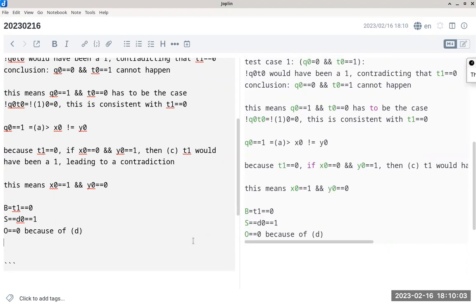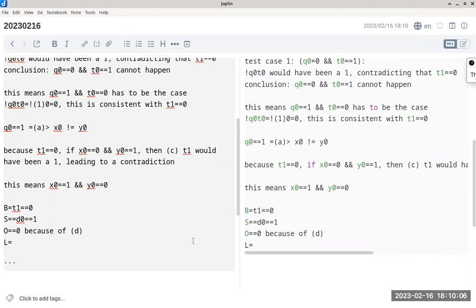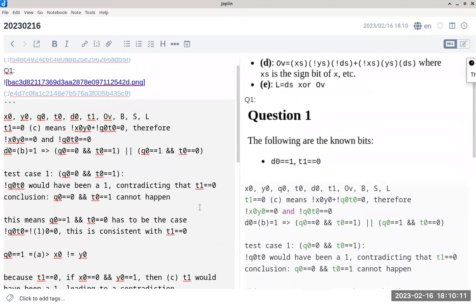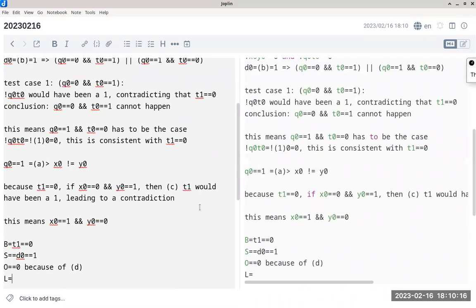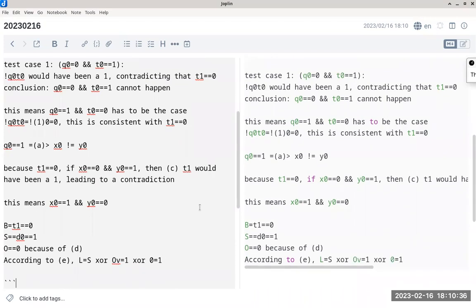All right. So we only have one more, which is the L flag. The L flag is according to, let's see which rule here. The L flag is E, right? So according to E, L is the sign flag exclusive OR with the overflow flag, which in this case is 1 exclusive OR with 0, which is 1. So the L flag is a 1. It's all done.